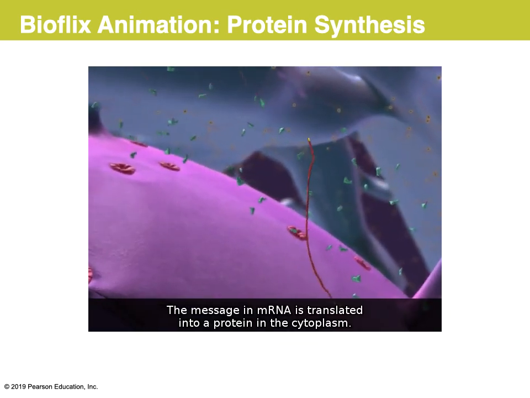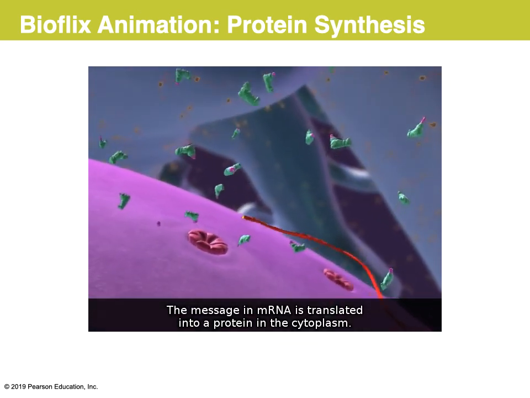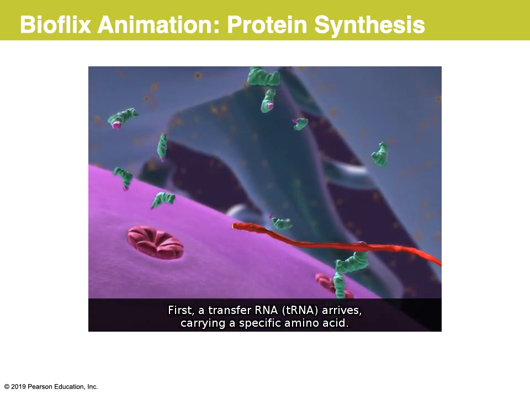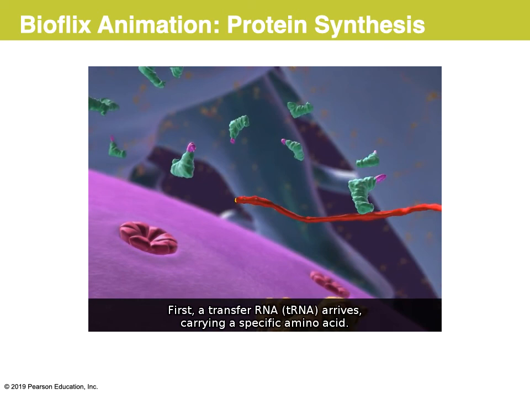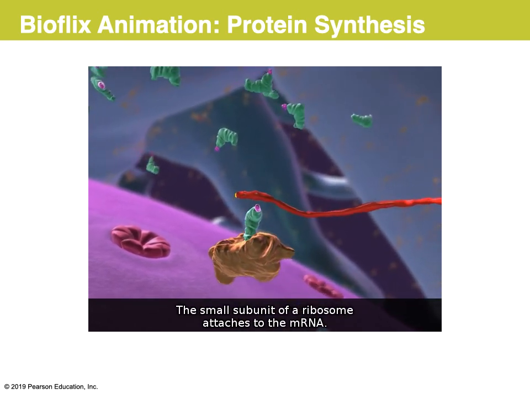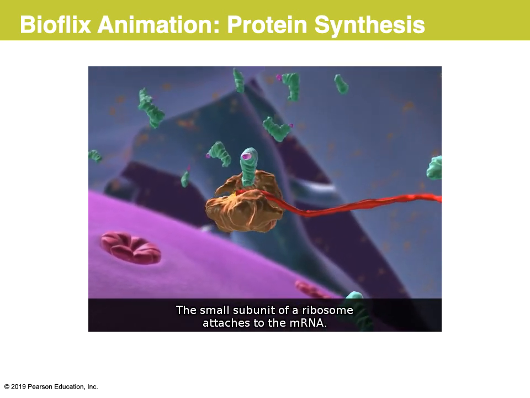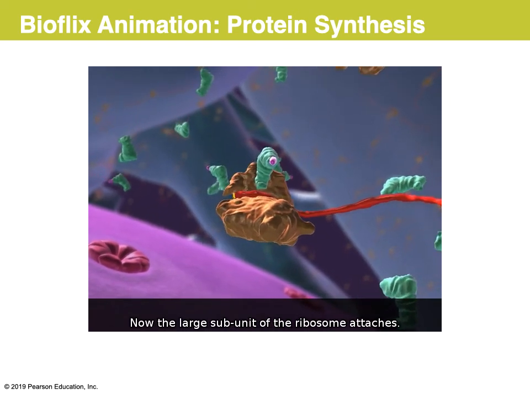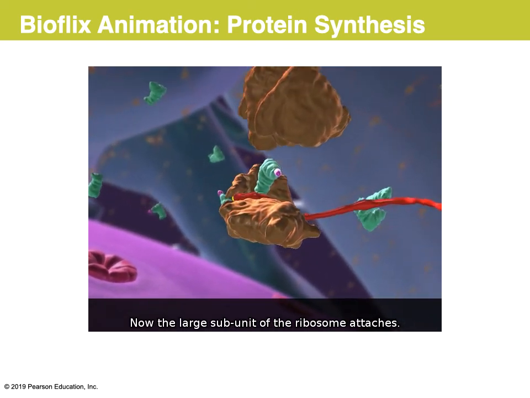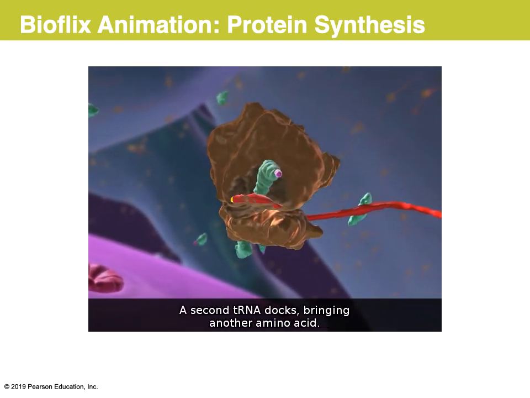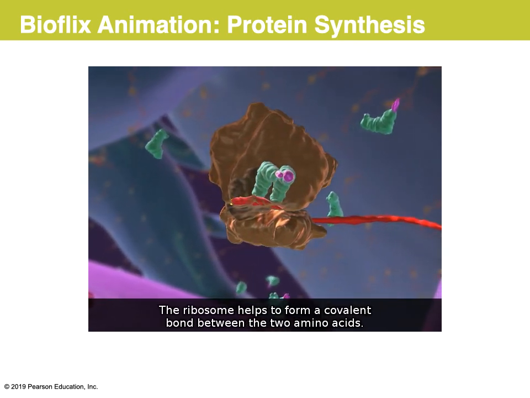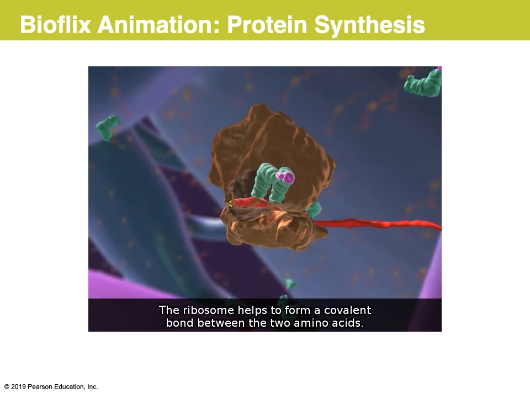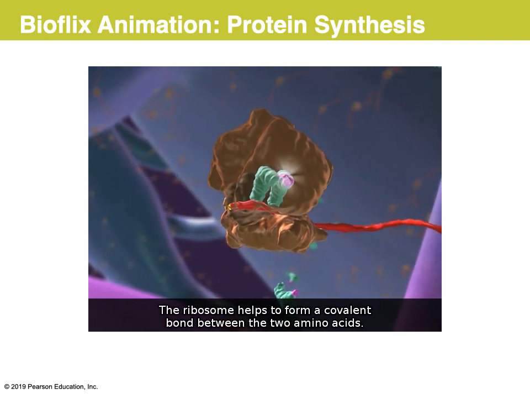The message in mRNA is translated into a protein in the cytoplasm. First, a transfer RNA, tRNA, arrives, carrying a specific amino acid. The small subunit of a ribosome attaches to the mRNA. Now, the larger subunit of the ribosome attaches. A second tRNA docks, bringing another amino acid. The ribosome helps to form a covalent bond between the two amino acids.